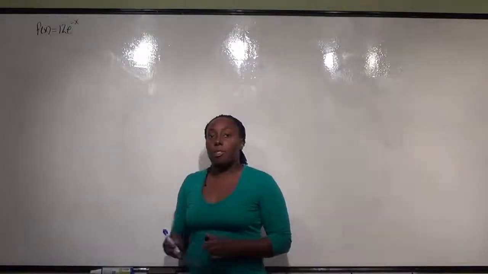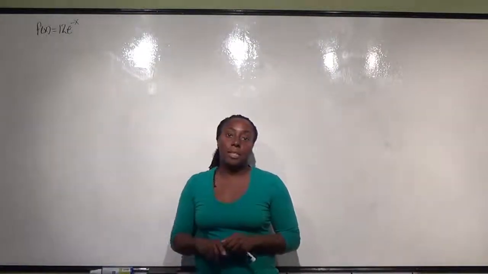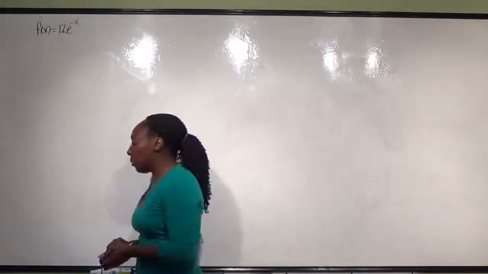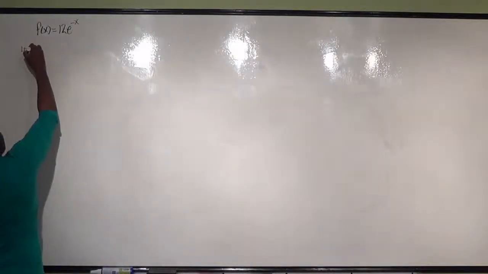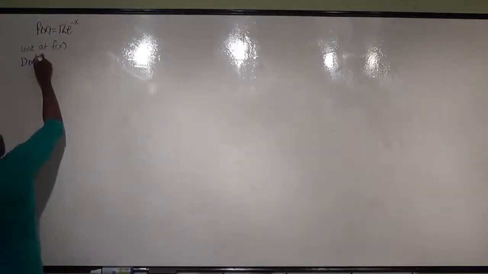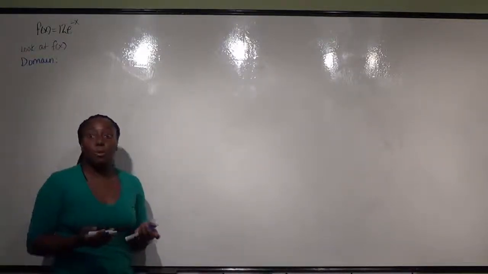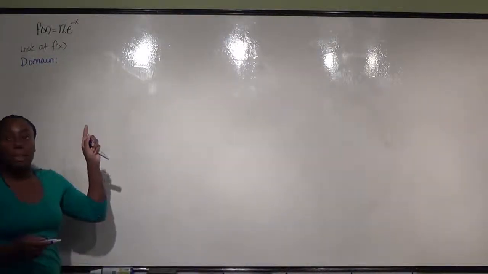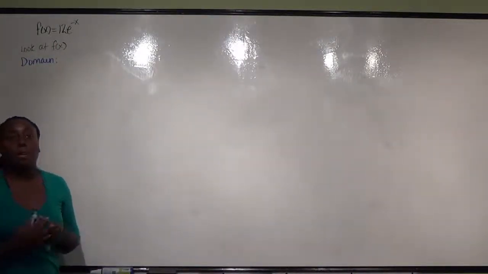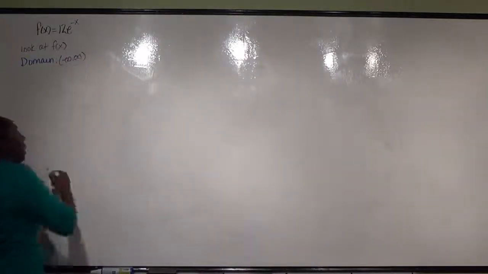So let's look at another function. This one we're going to look at is an exponential, so f of x equals 12e to the negative x. Okay. So again, we're going to start with our f of x. For this one, looking at the domain, 12 is a coefficient in this case, and e to the negative x is defined everywhere. So here again we have domain negative infinity to infinity.